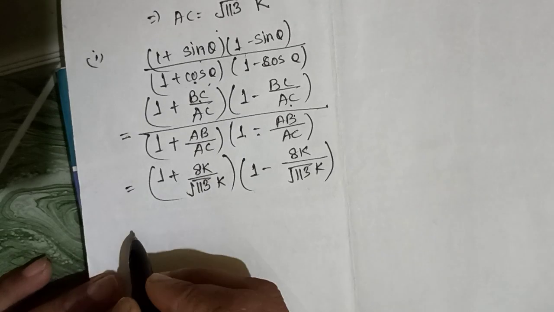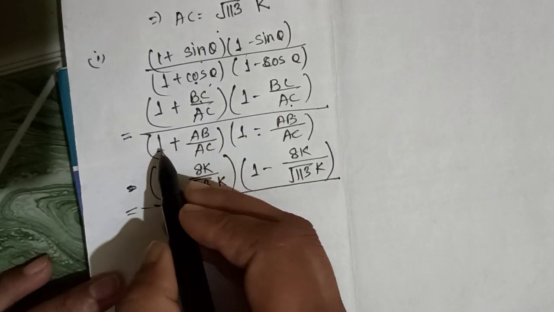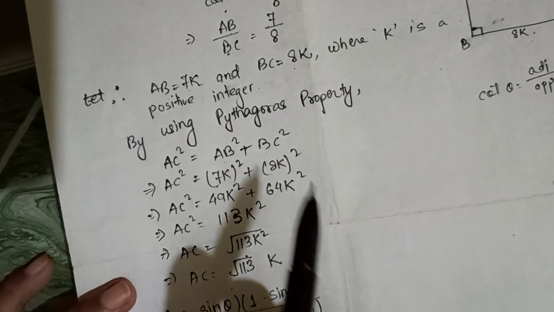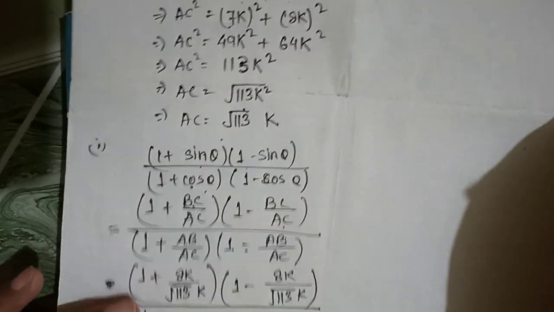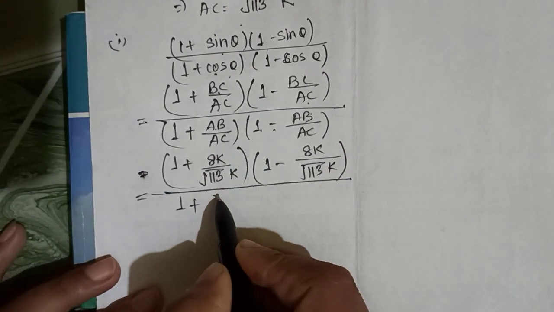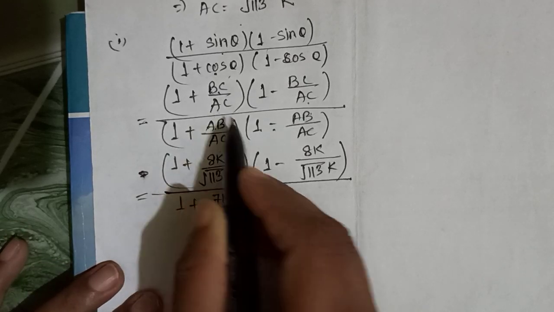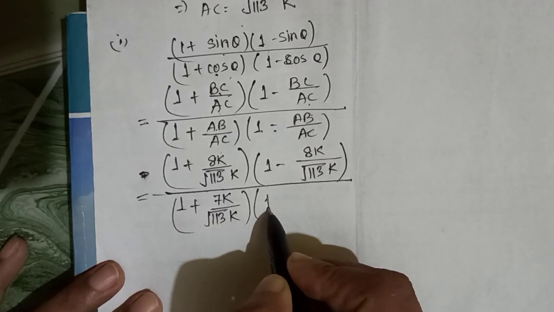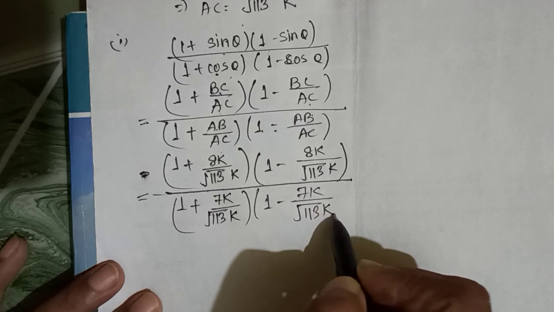So now here again divided by, this equal should come just equal to this main line. 1 plus AB, AB we have here, it is 7k. So AB will be 7k by AC. AC is just the same as this, AC we have root 113k, and here also 1 minus 7k by root 113k.